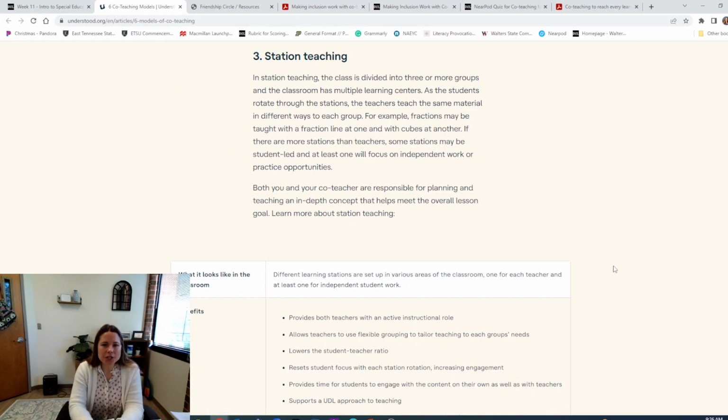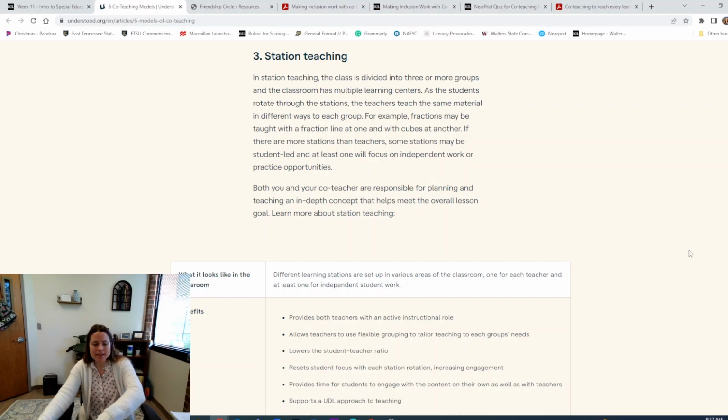Now, station teaching is where you're going to have more than two groups. So parallel, of course, we do where one teacher gets half the class, the other teacher gets the other half. But in station, it's almost like literacy stations. You're going to set up multiple stations or groups throughout the room. So you're going to have multiple learning centers going at the same time.